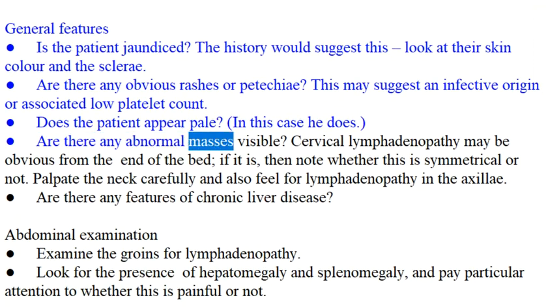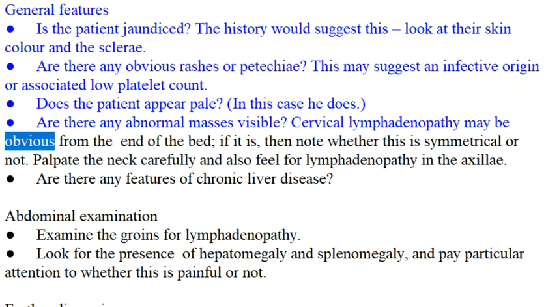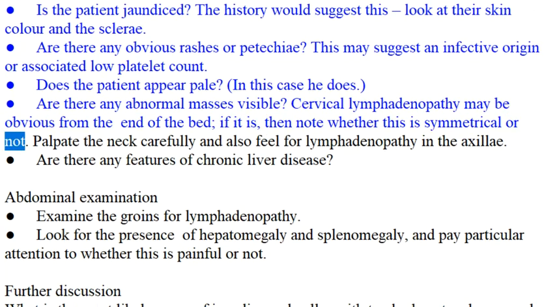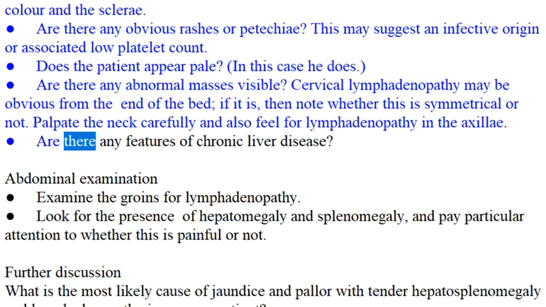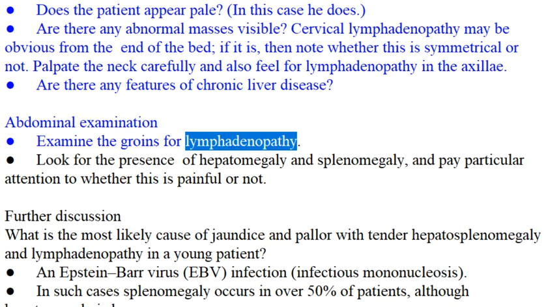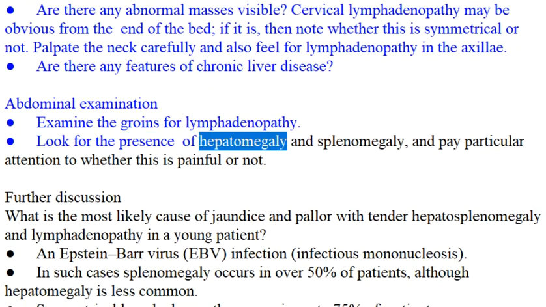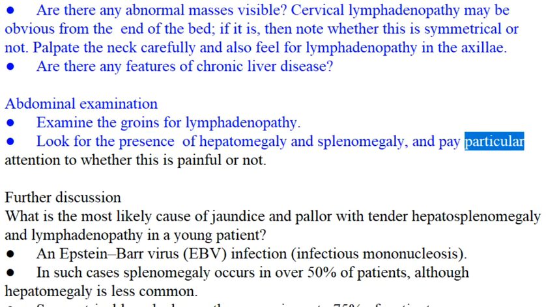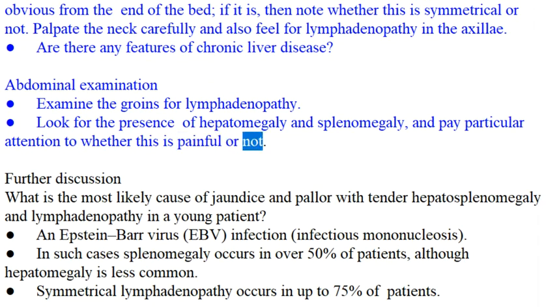Are there any abnormal masses visible? Cervical lymphadenopathy may be obvious from the end of the bed. If it is, then note whether this is symmetrical or not. Palpate the neck carefully and also feel for lymphadenopathy in the axillae. Are there any features of chronic liver disease? Abdominal examination. Examine the groins for lymphadenopathy. Look for the presence of hepatomegaly and splenomegaly, and pay particular attention to whether this is painful or not.